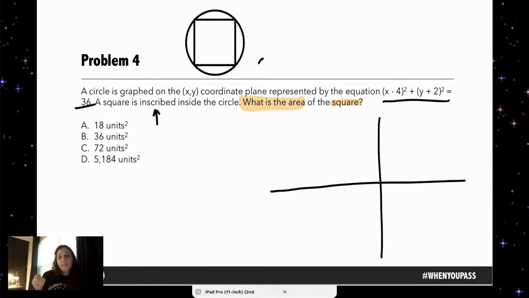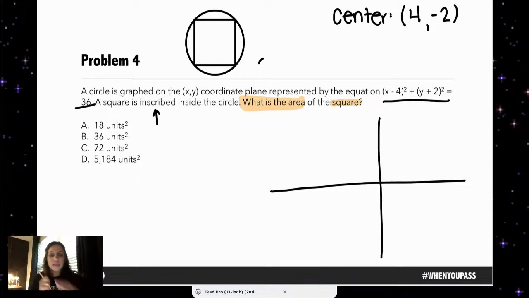Well, by looking at my equation, I know what my center and my radius are. So my center is 4, -2. Someone tell me why my center is 4, -2 and not -4, +2. I will go back to that question and explain why 4 is correct.